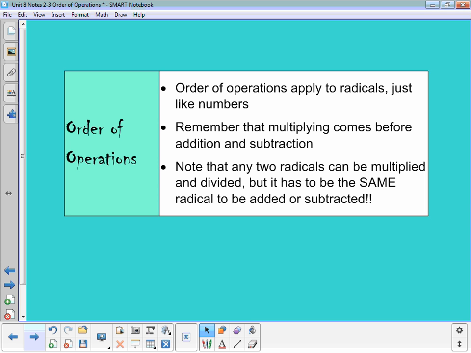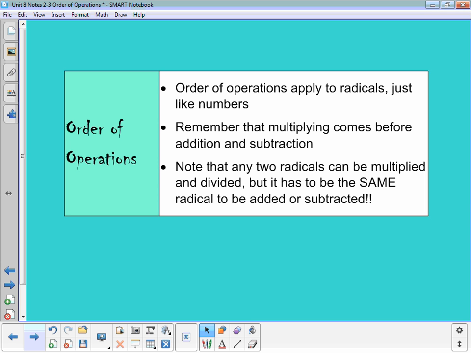Also, this is something I noticed you were doing yesterday. Any two radicals can be multiplied and divided. So if I have the square root of 6 times the square root of 2, I can combine those. But it has to be the same radical in order to add or subtract it. Now, if you remember yesterday, some of you were doing a great job multiplying, and then you got to one where you were adding the square root of 16 and, I think it was, the square root of 6, and a lot of you were adding that together.